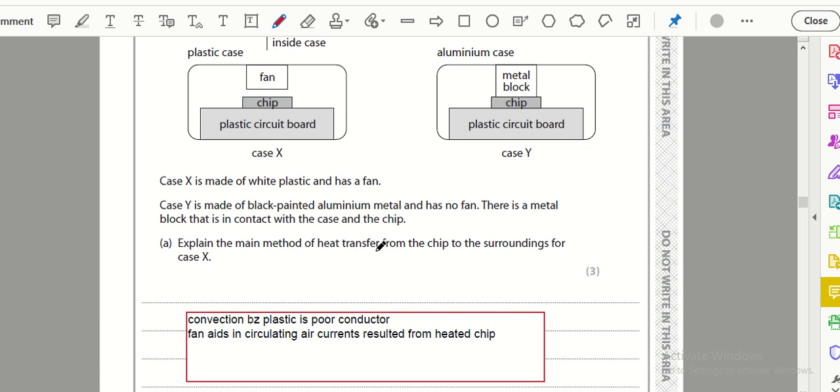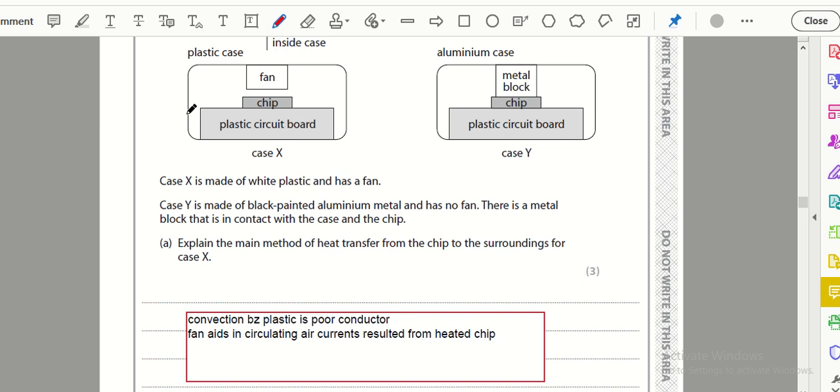Explain the main method of heat transfer from the chip to the surroundings for case X. So case X is made from plastic, and plastic is a poor conductor, so we can exclude conduction as the main method of heat transfer. And as it has a fan, it indicates that convection is the main method of heat transfer, where the fan aids in moving air current inside the case.